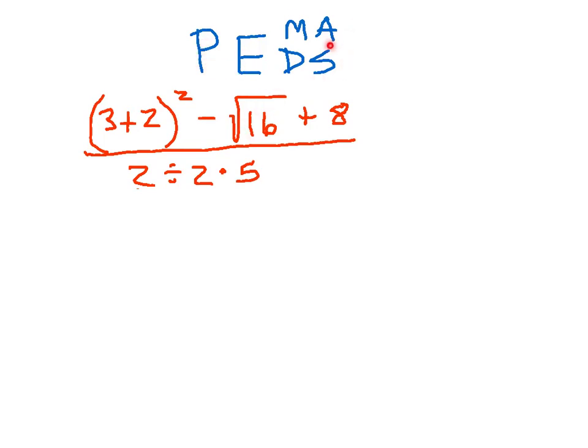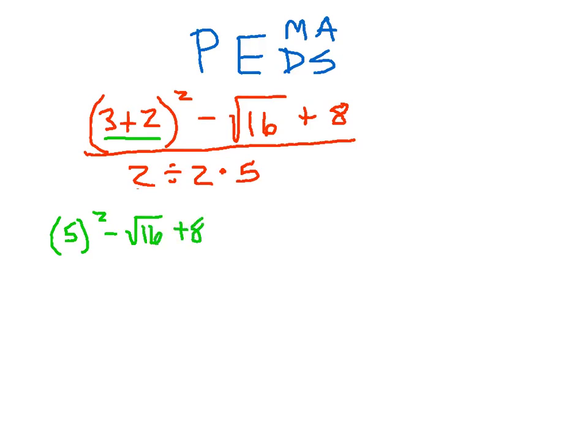So I wrote my PE and then MDAS. I don't want to say PEMDAS because then M comes before D. But this is the order of operations. M and D and A and S, they are on the same line because they are equals. So the first thing I'm going to do here is just simplify this part here. So that becomes 5 squared, and everything else stays the same.